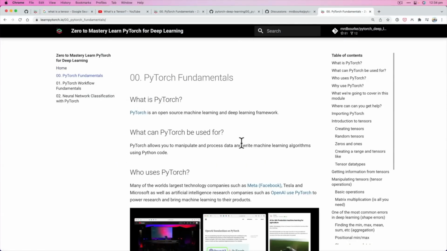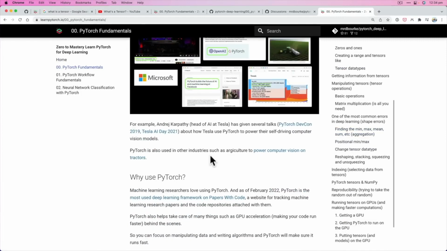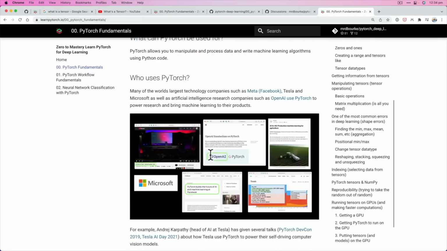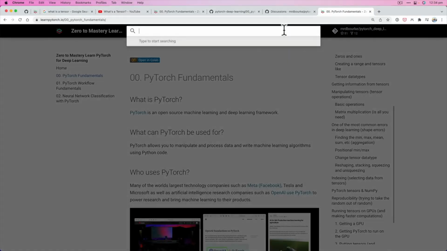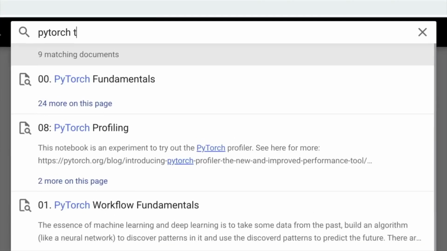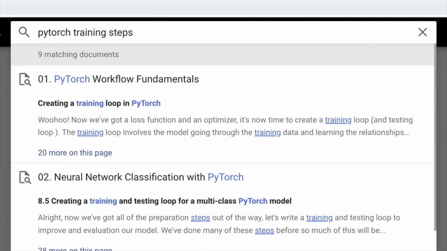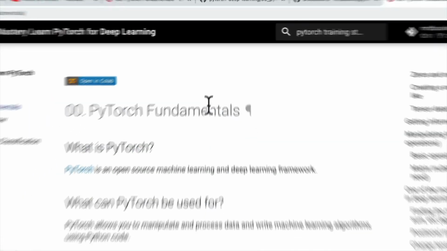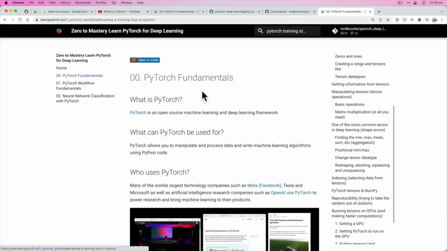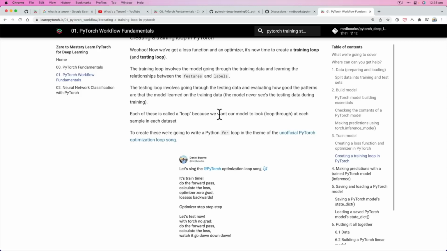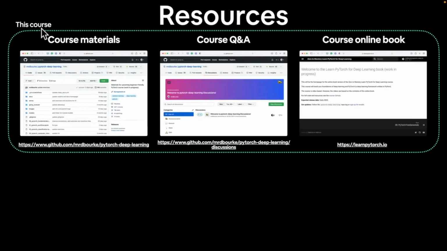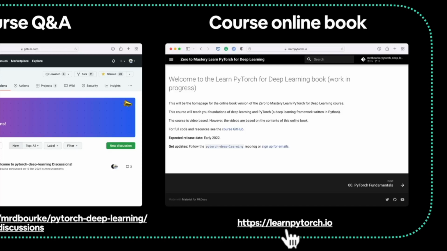So the beautiful thing about the book is that it's got different headings here. It's all readable, it's all online, it's going to have all the images there, and you can also search some stuff here. PyTorch training steps. Creating a training loop in PyTorch. Beautiful. We're going to see this later on. So they're the 3 big materials that you need to be aware of, the 3 big resources for this specific course. Materials on GitHub, course Q&A, course online book, which is learnpytorch.io. Simple URL to remember. All the materials will be there.